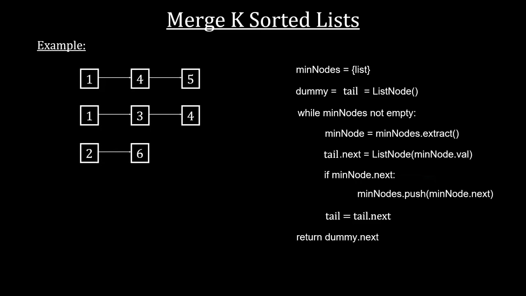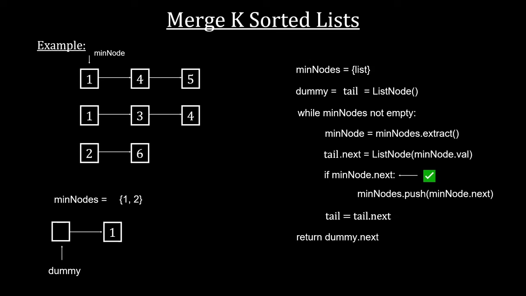Now let's see how this algorithm works for the problem example. Min nodes is initialized with the values from list, so the nodes 1, 1, and 2. Then we create the empty dummy node. While min nodes is not empty, and it's not, then we extract the minimum node, which can be any of these two nodes. Let's say it's the first one. We create a new node of value 1 and link tail to it. Then we check if min node next is not null, and it's not. And so we push that node into the min heap. And we increment tail. Now the nodes in the min heap are 4, 1, and 2.